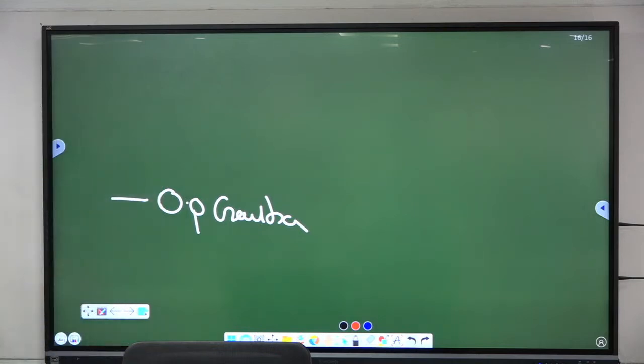So, any doubt with respect to part A? Any doubt with respect to this part? Any doubts you have here?